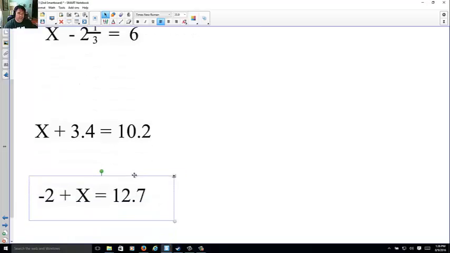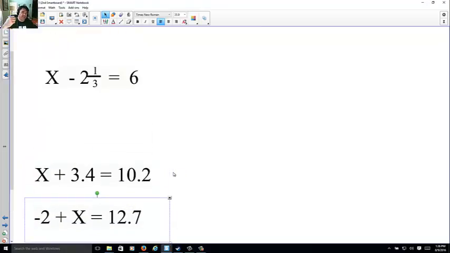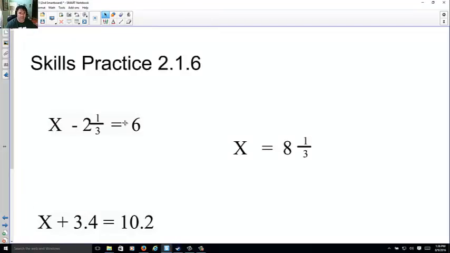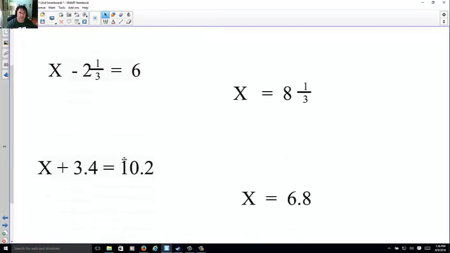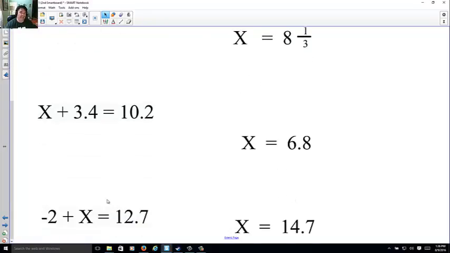Skills practice. I'm going to move this up so you can get all three at once. Go ahead and pause this time. Let's see how you did. You added 2 1/3 to get 8 1/3. You minus 3.4 to get 6.8, and you added 2 to both sides to get 14.7.